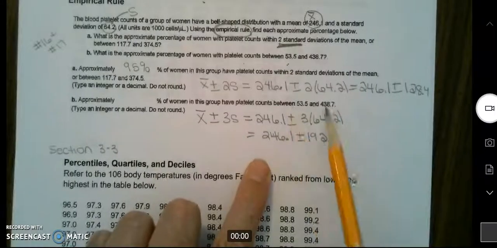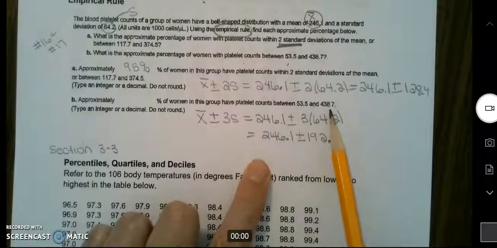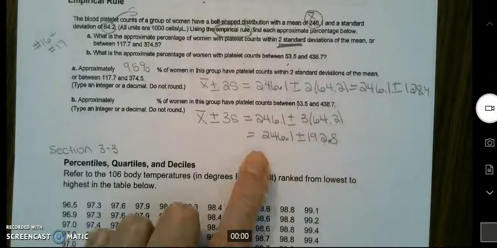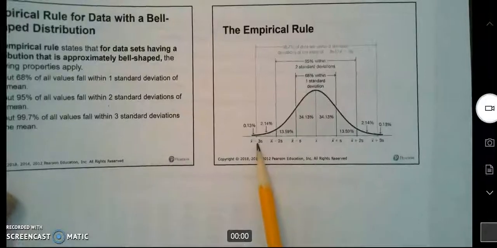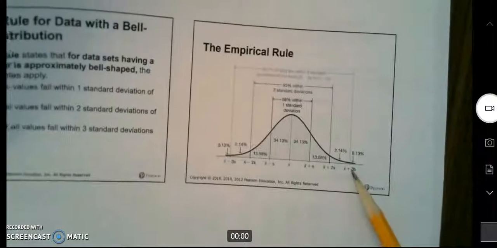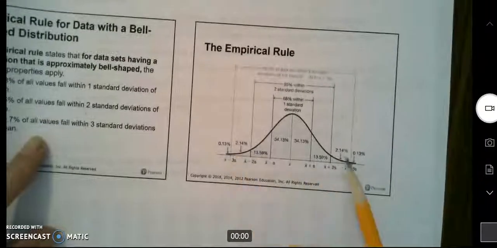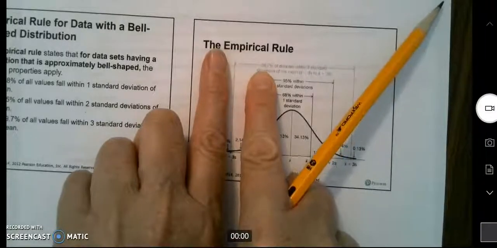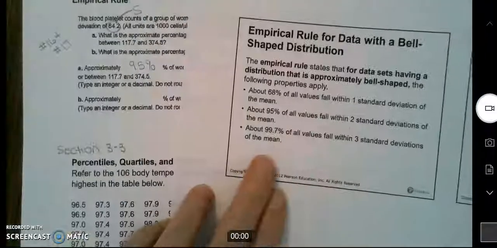So these two numbers are 3 standard deviations around the mean. This is 3 standard deviations below the mean, which means it's over here. And this one is 3 standard deviations above the mean, so that would be over here. So since there's 3 standard deviations away from the mean, the percentage would be 99.7. If that's hard to see, you can also look over here.